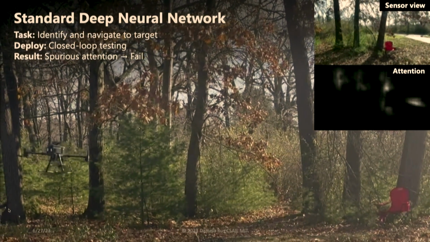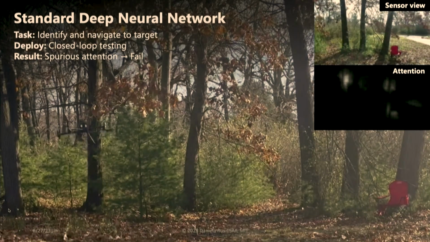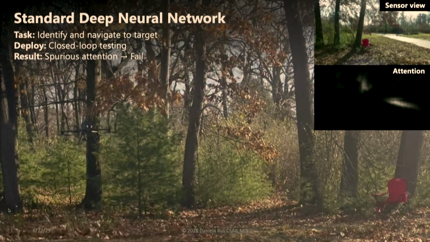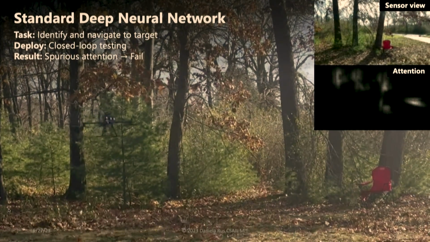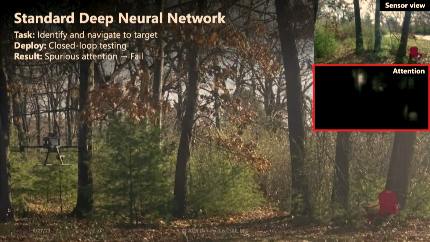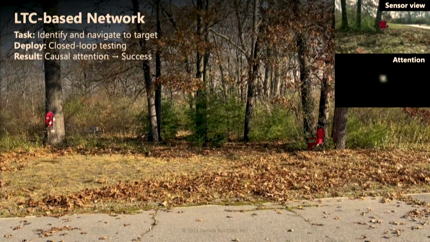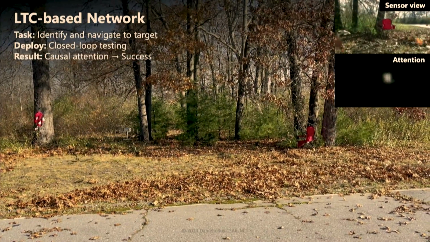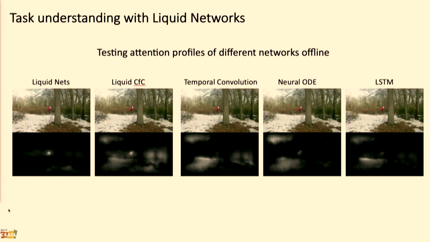Also notice that the background is different because now it's fall time. So the context of the task has changed. Because deep networks are so dependent on context, they don't do so well. But look at our liquid network solution. They are so focused on the task, and the drone has no problem finding the object. We can further go all the way to the winter with the same model trained in the summer, and we get a good solution.